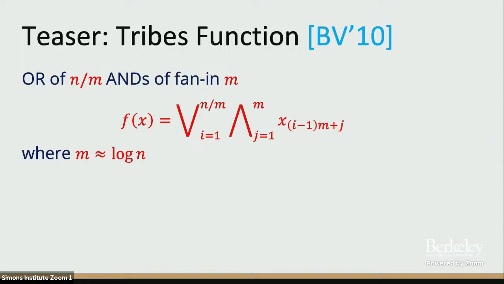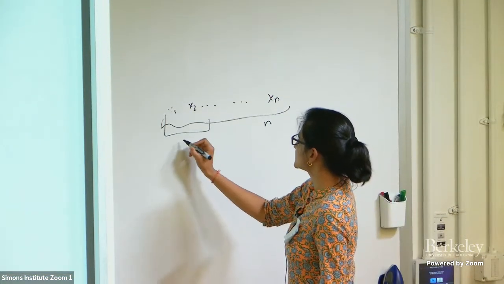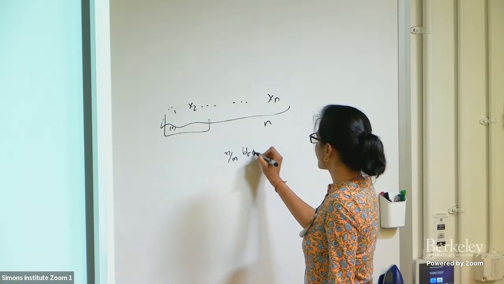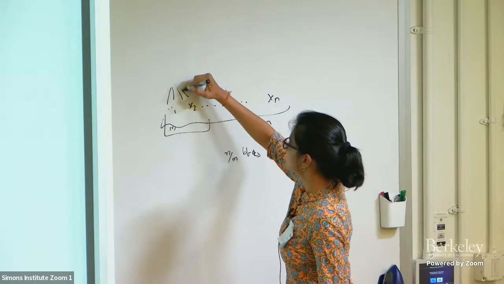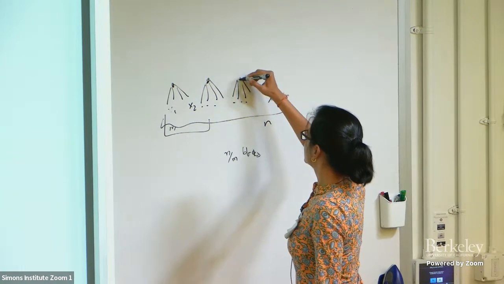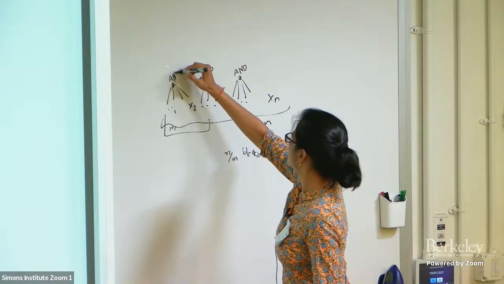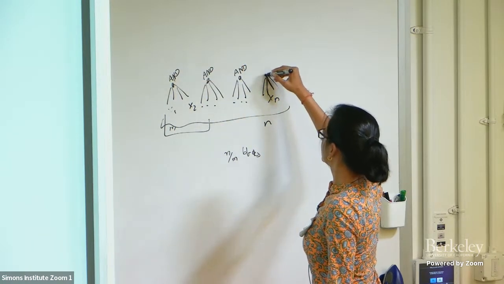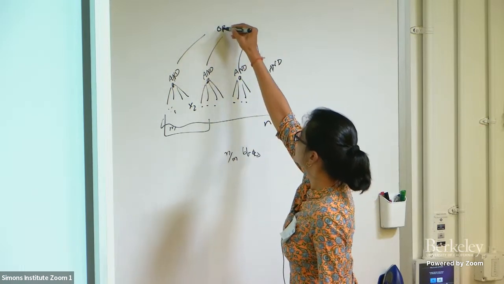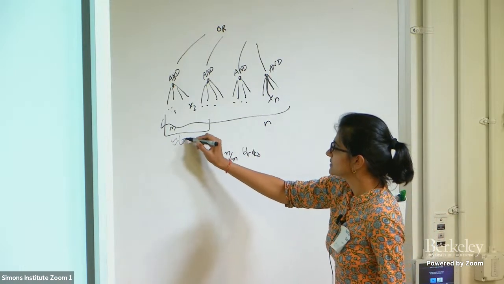x1, x2, ..., xn. You divide the input into m-sized blocks. So this is m, and then there are n by m blocks. And then you do an AND on each m-sized block. And then finally you do an OR. So this is the tribes function, and you think of m as being of log n size.